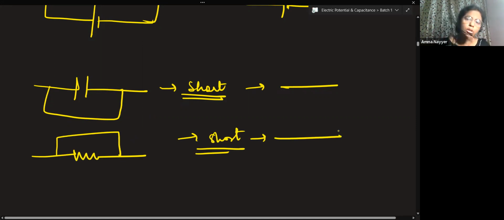All right. So this is utilized most of the times with the potential divider method. See, potential divider method, what happens?